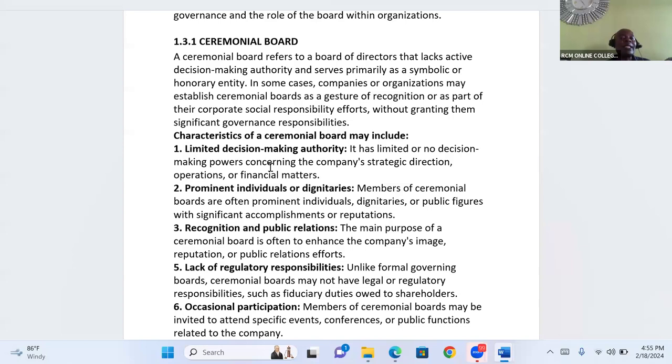Prominent individuals or dignitaries. Members of ceremonial boards are often prominent individuals, dignitaries, or public figures with significant accomplishments or reputations. And I like the Mount Kenya University chairman. This guy is a genius. This guy went and took in very serious personalities and gave them board positions. Those guys were so high up there in terms of their political space in Kenya here that they would not get time to even sit for any board. He was able to use that to market the university. That's one of the reasons why the university is as big as it is. All right. So prominent individuals, recognition and public relations here, lack of regulatory responsibilities. They don't have anything really.